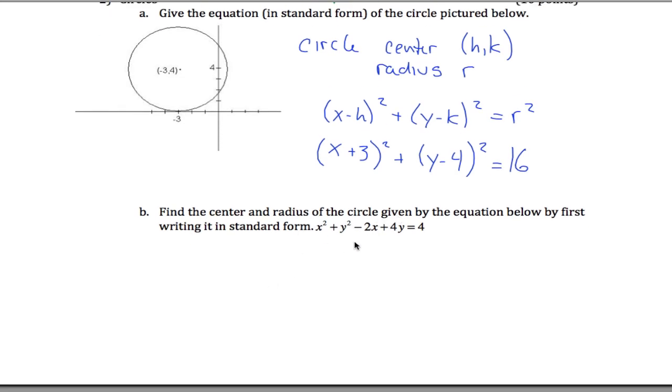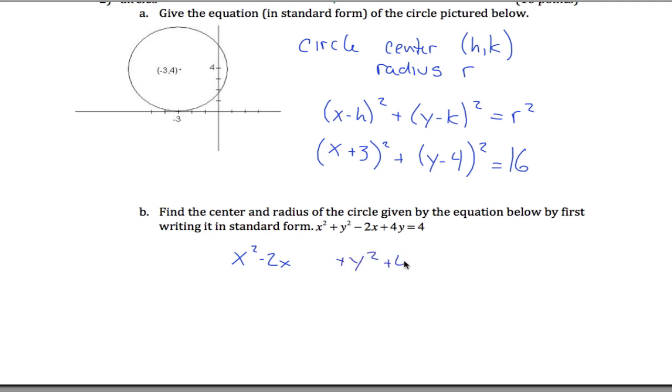Then the last one. What if you don't have the equation of the circle in this nice form? What if they start you with something like this? Can you figure out what the center and the radius are? So it's kind of the same problem working backwards. And you can, otherwise I wouldn't ask it. What you have to do is complete the square, and you have to do it twice.